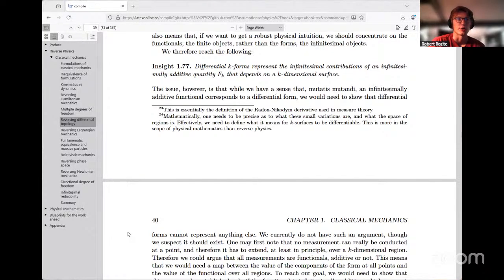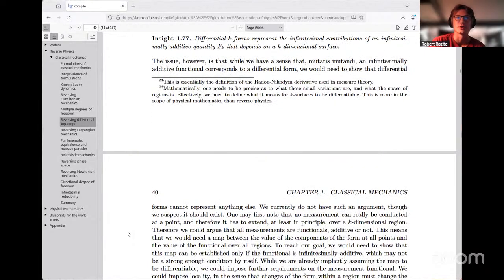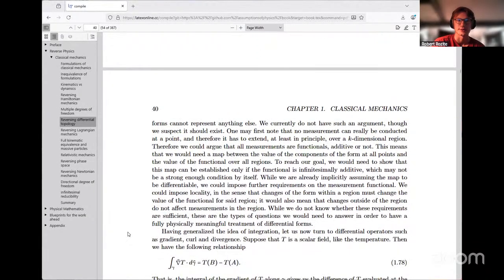The issue, however, is that while we have a sense that, mutatis mutandis, what does that mean? Basically, making all the details work. That's what it means. Yeah, that's a new one for me. An infinitesimally additive functional corresponds to a differential form. We would need to show that differential forms cannot represent anything else. We currently do not have such an argument, though. We suspect it should exist.